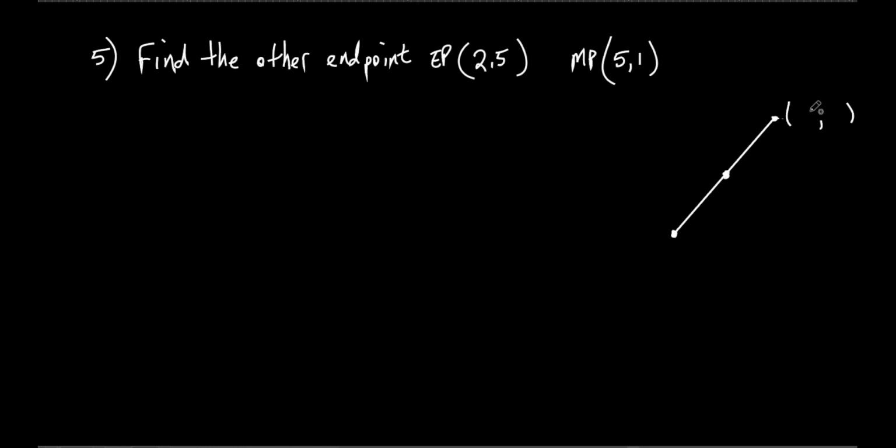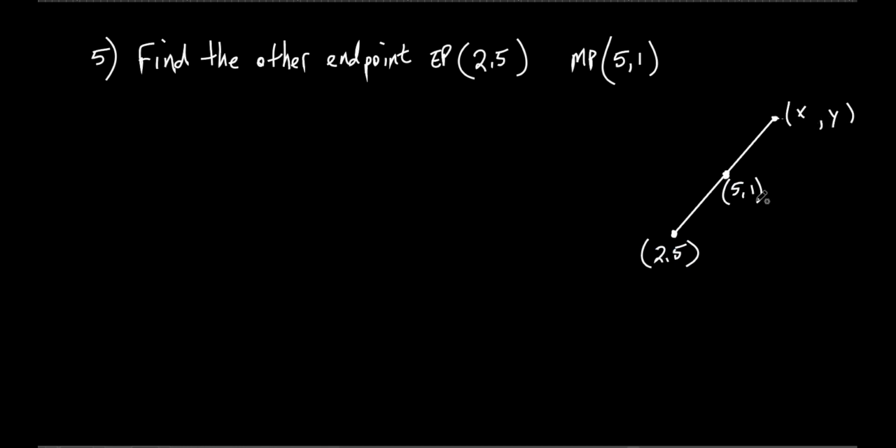I don't know the other endpoint, so what am I going to call it if I don't know it? X what? XY. All right, let's call it that. Now, I don't know if this is slanted right. It doesn't look like it. Yeah, it's definitely not right, but let's just say this is 2, 5. And let's say this is 5, 1. Okay, and I got to find this. So that's what this problem is asking you to do.